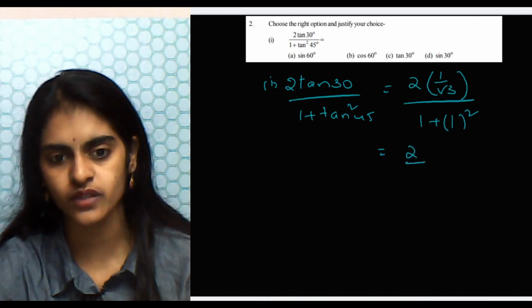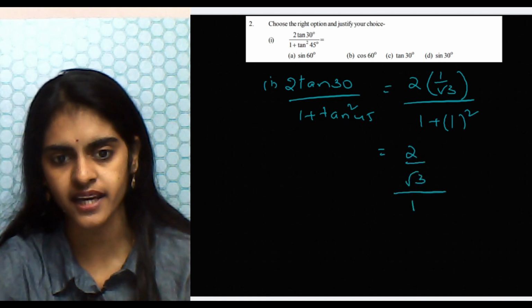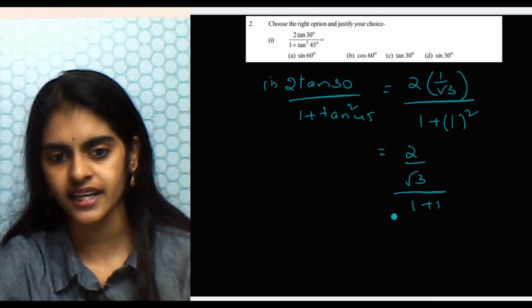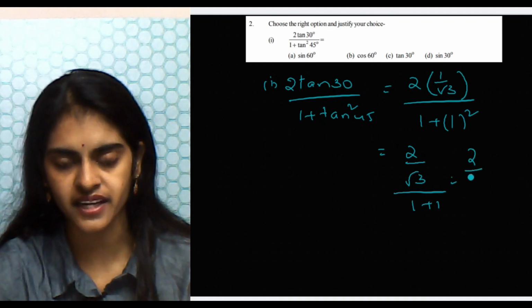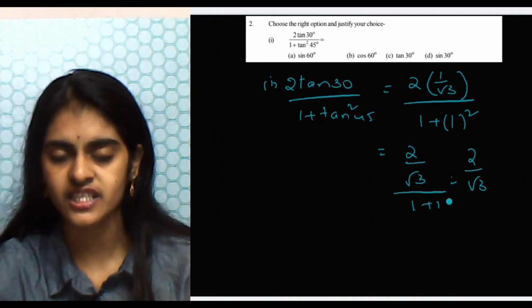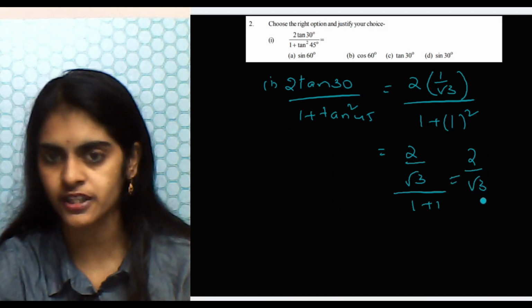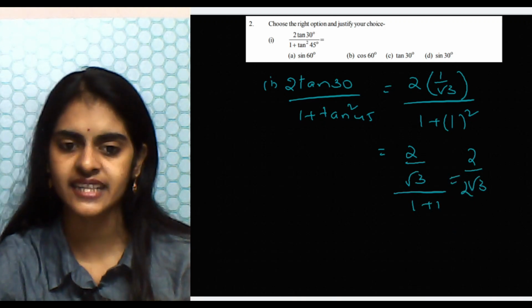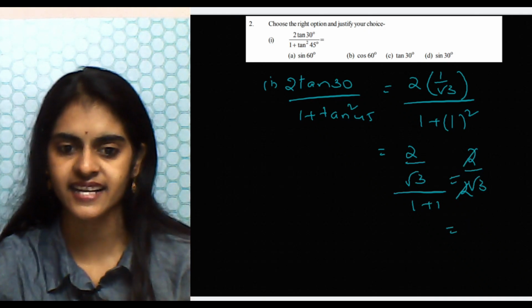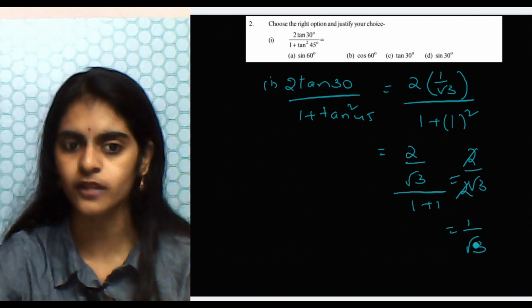So this is 2 divided by root 3, divided by 1 plus 1, right? So you can write this as 2 divided by root 3. The 1 plus 1 goes to the denominator, so you'll have 2 root 3, isn't it? The 2s get cancelled, so the answer is 1 by root 3.